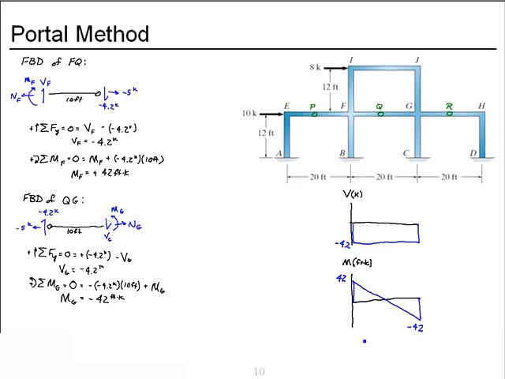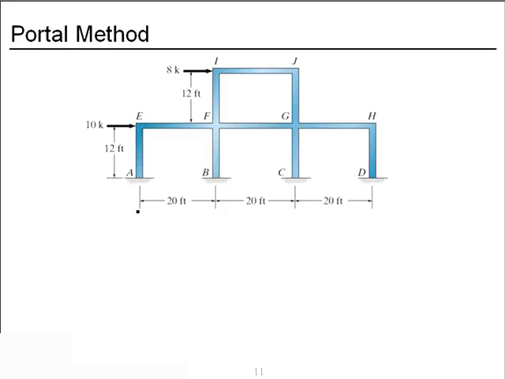Now, as a quick check, we have a negative 4.2 kips acting over 20 feet. When we integrate this, we get a negative 84 foot-kips. When we add that to the 42, we get a negative 42. Good. Now let's consolidate this into one giant picture of the moment diagram for the girder.